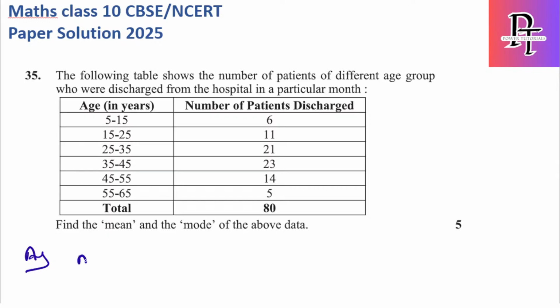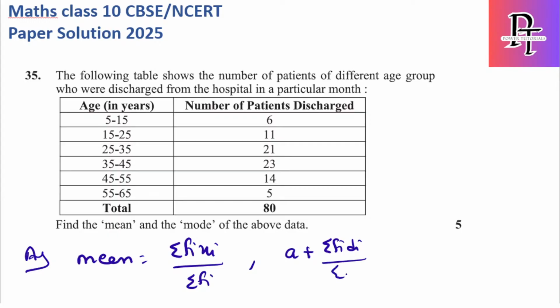For mean, the formula is sigma fi xi by sigma fi if it is the normal method. If you want to use the assumed mean method, then this becomes a plus sigma fi di by sigma fi. Again, if you are using the step deviation method, then you have to multiply by h. Okay, that is for mean.